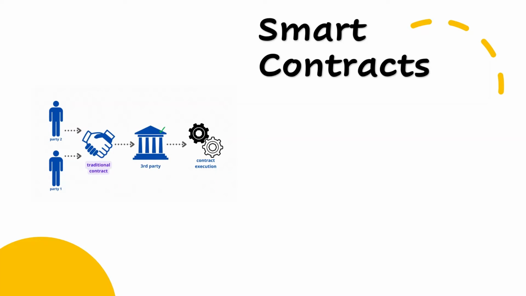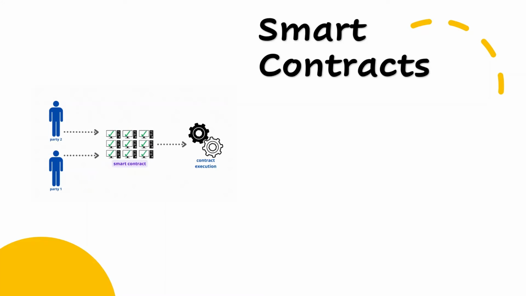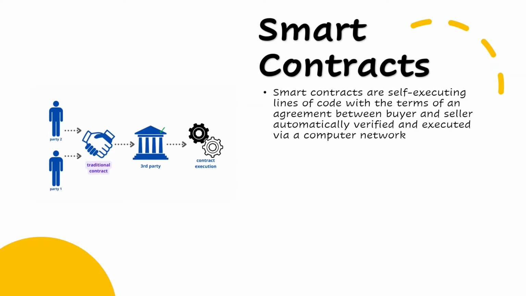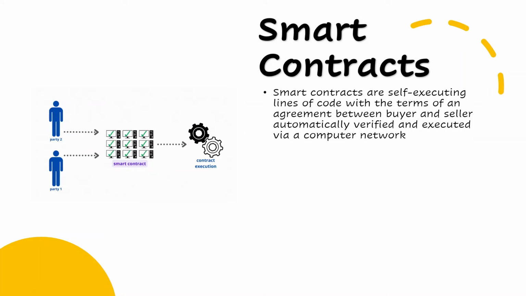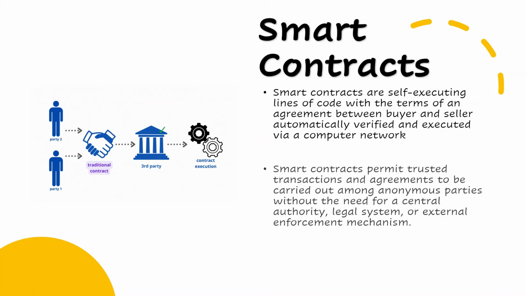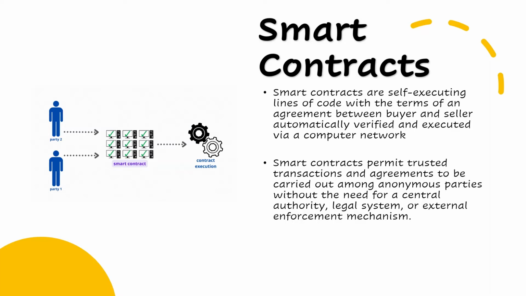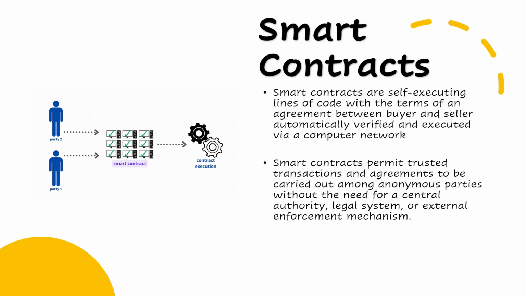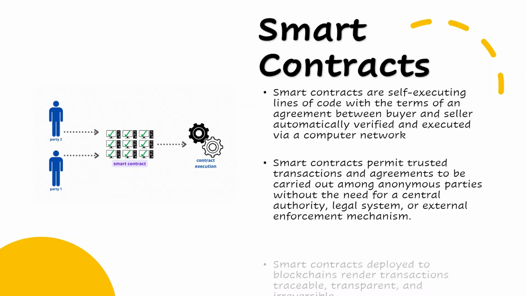To overcome that, Ethereum developers came up with the idea of smart contracts. Smart contracts are self-executing lines of code with the terms of an agreement between buyer and seller, which get automatically verified and executed via a computer network. Smart contracts permit trusted transactions and agreements carried out between anonymous parties without the need for a central authority, legal system, or any enforcement mechanism.